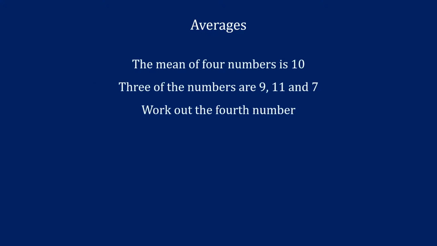The mean of 4 numbers is 10. 3 of the numbers are 9, 11, and 7. Work out the 4th number. So we're given the mean and we're given 3 of the numbers and we don't know the value of 1. So how do we do it?